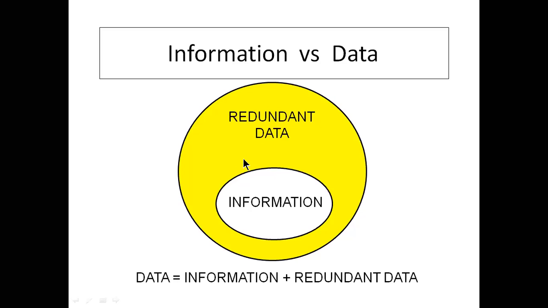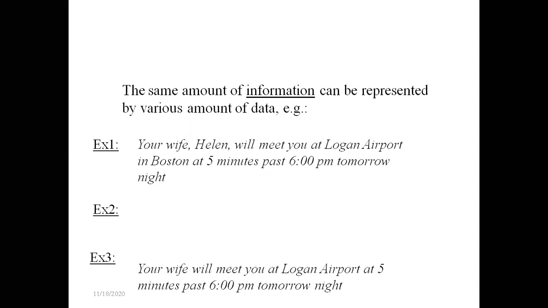Okay, so if the data size is very large, it needs a very large amount of memory space. If you want to transmit a large amount of data, it takes more time. Okay, so this is the difference between information and data.